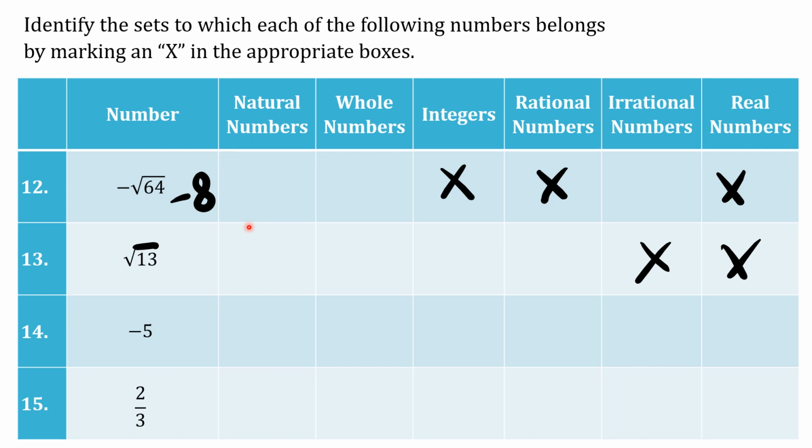All right, negative 5. It's not natural. It's not a whole number. Those aren't allowed to be negative. It is an integer. It is rational. And it is real. All right, and then try again on number 15. Pause the video. Try it on your own. Make sure your answers match mine. Give you a second to pause the video.